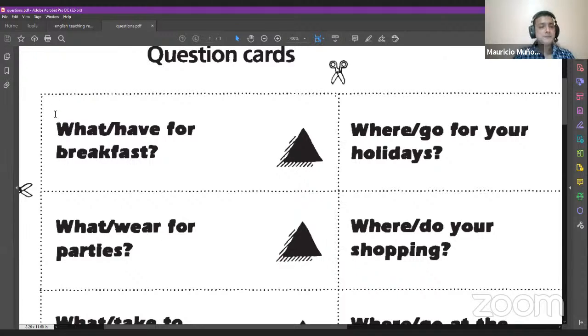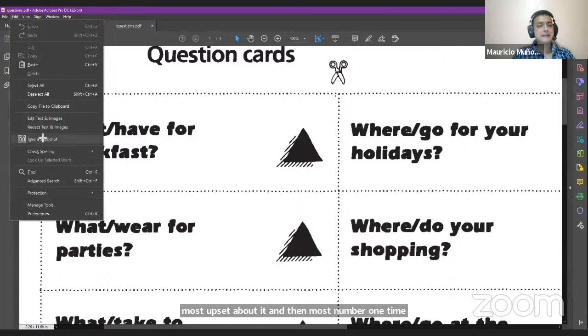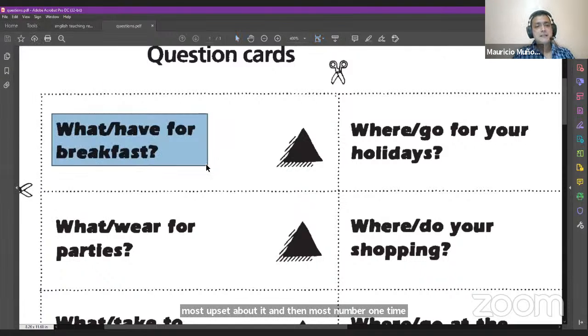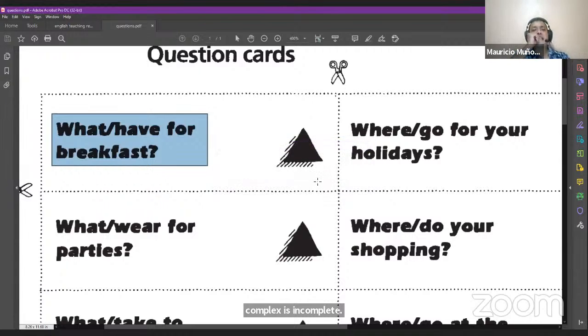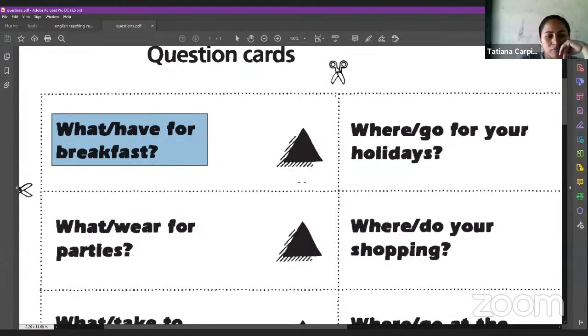For example, como usted observa, aquí tenemos una pregunta incompleta. Is incomplete. Ahora la gran pregunta es, ¿por qué se la denomina incompleta? ¿Qué le hace falta? Un sujeto. Un sujeto y... Complemento. No, el complemento ahí está. Breakfast.